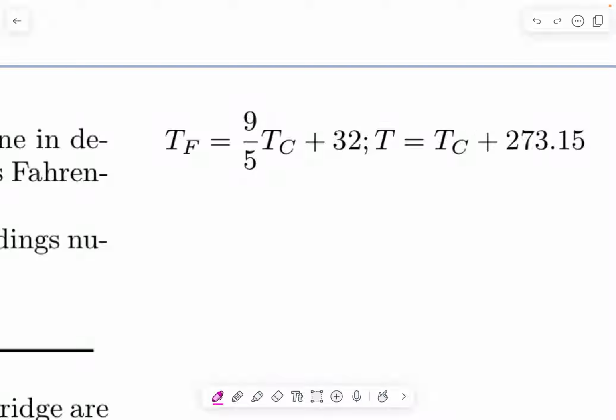For T_F is Fahrenheit, T_C is Celsius. If it doesn't have a subscript, this means Kelvin. And we use Kelvin when we do math because it can't be negative, so we don't destroy the laws of the universe if you get a negative answer.